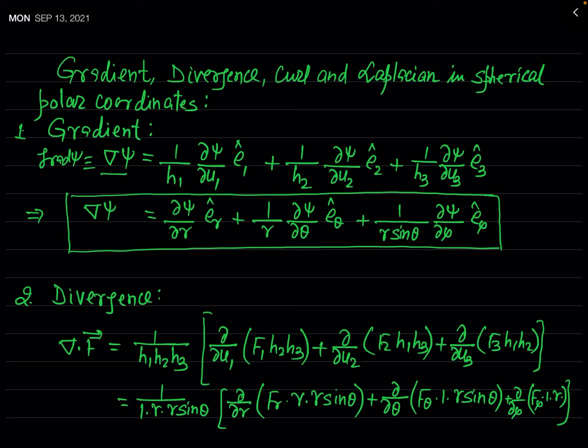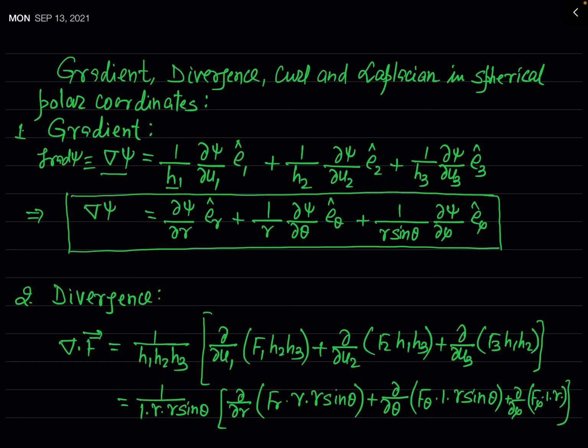In general, we know this del psi is equal to 1 over h1 del psi by del u1 e1 hat plus 1 over h2 del psi by del u2 e2 hat plus 1 over h3 del psi by del u3 e3 hat. Actually, you have seen that this h1 is equal to 1. So here this will be 1 over 1, that is 1. And u1, u2, u3 in this case are what? They are actually r, theta and phi. So u1 will be replaced by r, u2 by theta and u3 by phi.